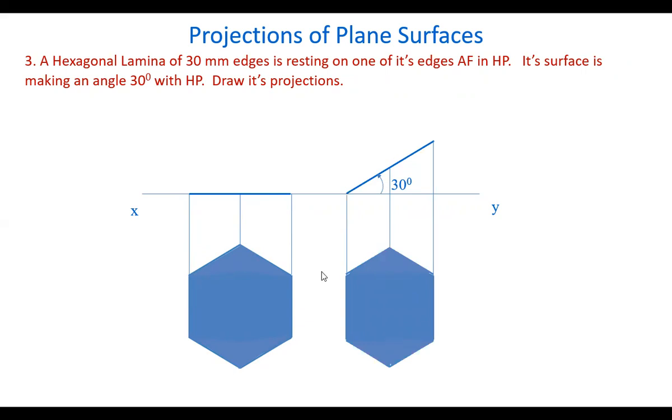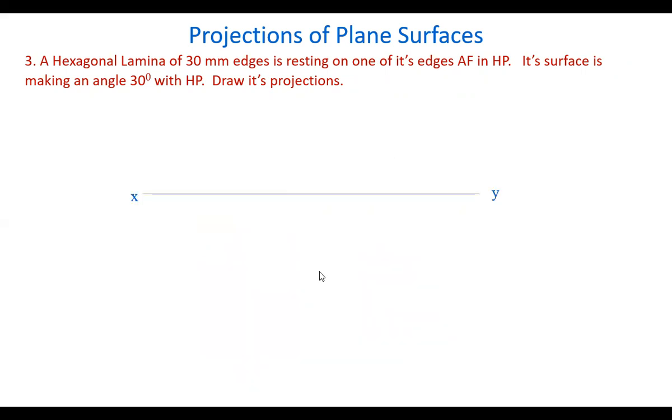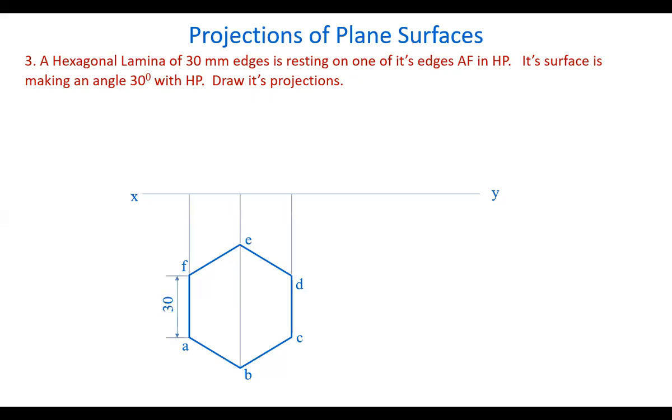Let's draw the actual drawing. So coming to this, take one edge perpendicular to the reference line, draw the hexagon in the top view. Okay, this edge I have taken AF perpendicular to the VP and drawn the hexagon, marked all the points. Now draw the projectors and mark the front view here. From here to here, the front view is marked and the points are marked here.